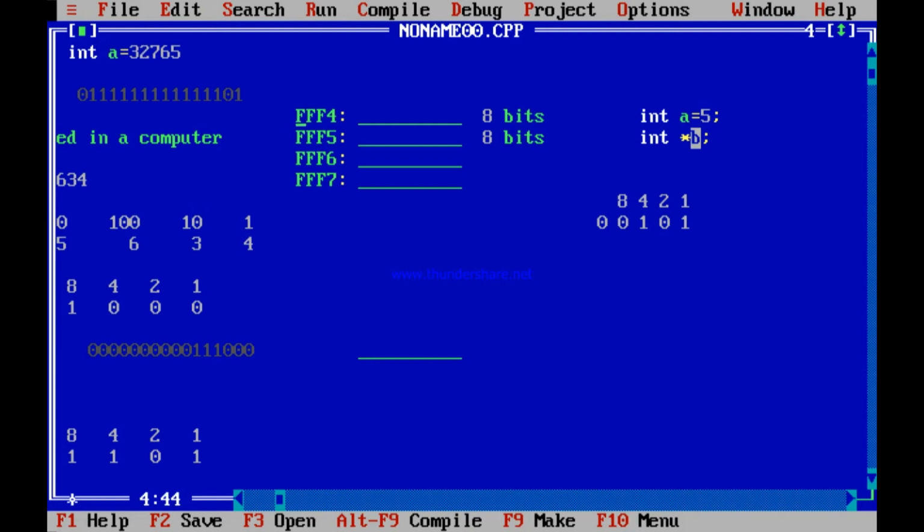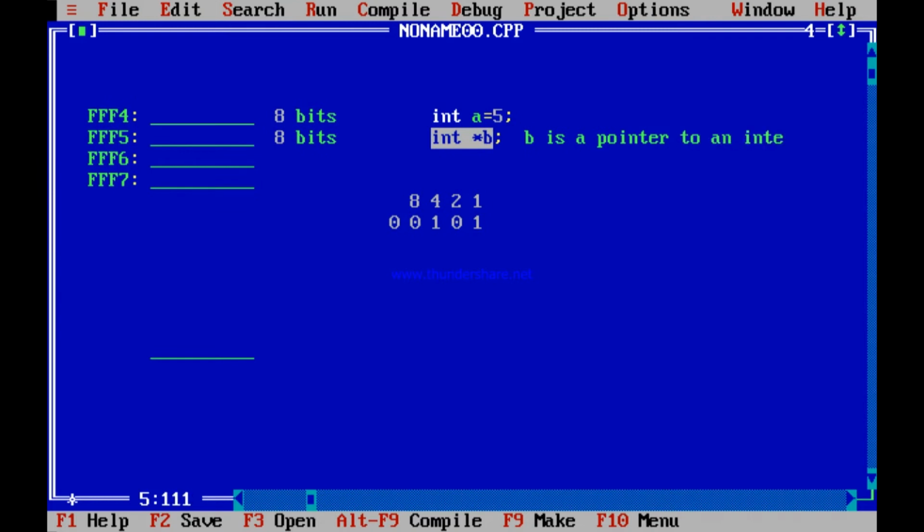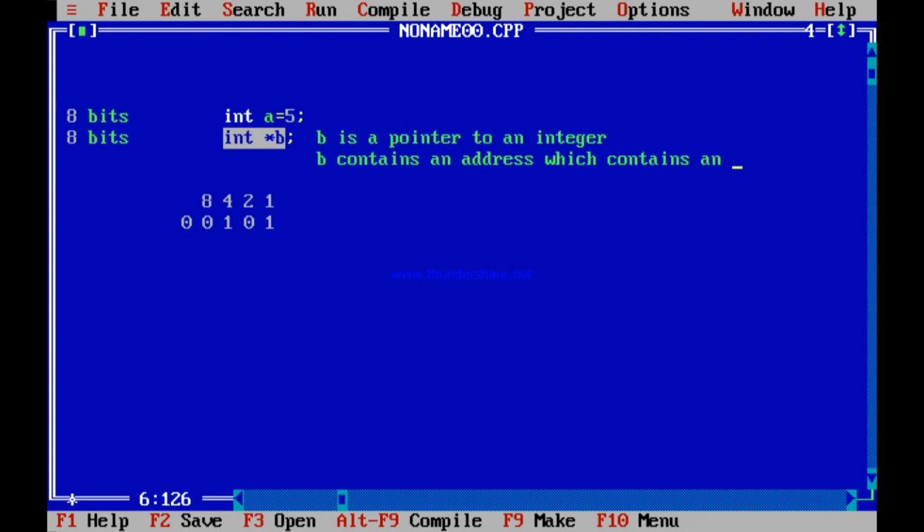Address means this: FFF4, FFF5, FFF6, FFF7 and so on, the addresses, one after the other. B can store that. So b can store an address, an address of a memory location which can contain an integer. B is a pointer. Int star b means b is a pointer to an integer. That means b contains an address which contains an integer. Are you getting it?